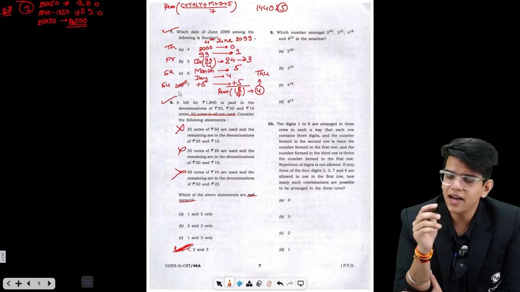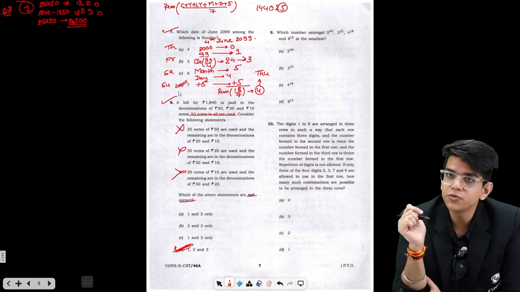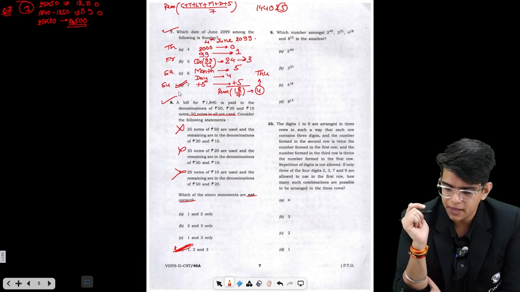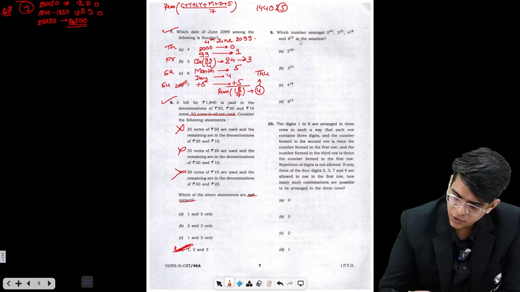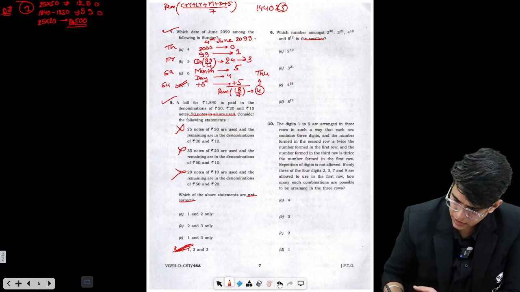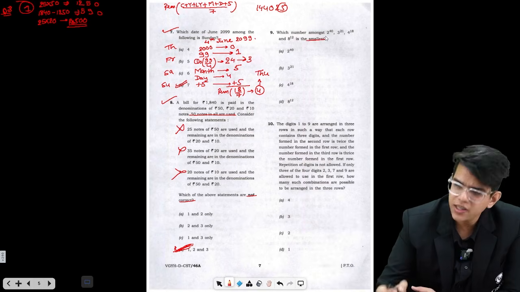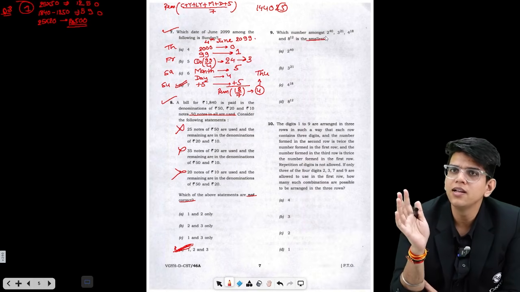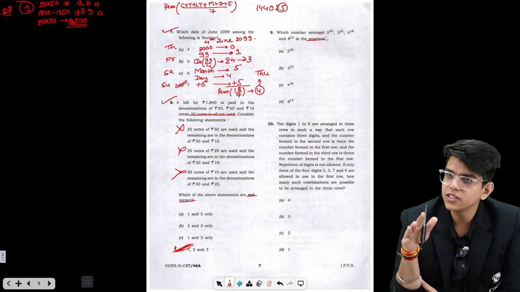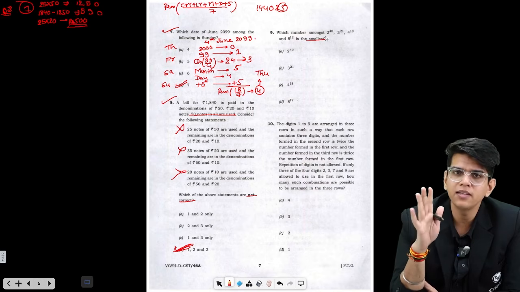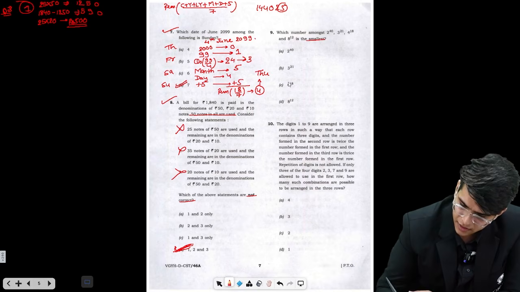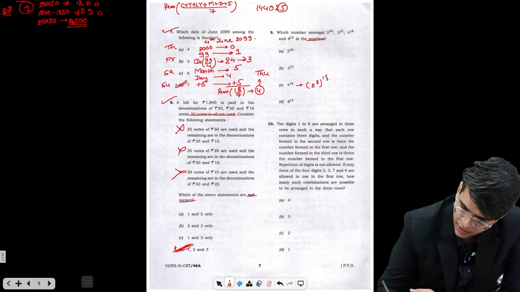Similarly, there are other questions. Suppose we want to solve question number 9. Here they have asked which among the following is the smallest. You need to know first of all that these types of questions are easily solvable by looking at the options. Here 2 to the power 18 is nothing but 2 to the power 2 to the power 18, which is 2 to the power 36.